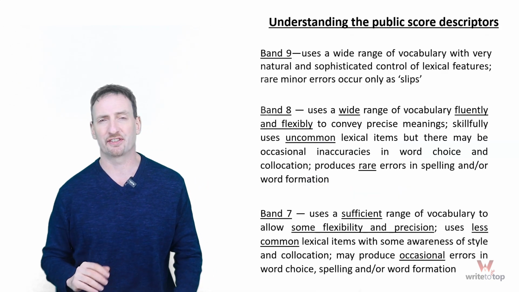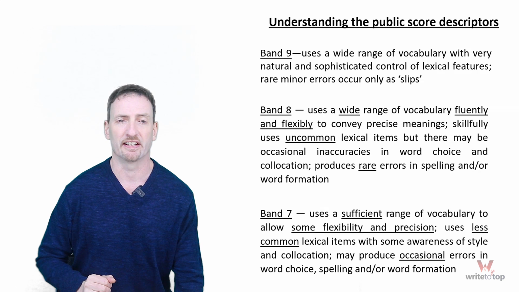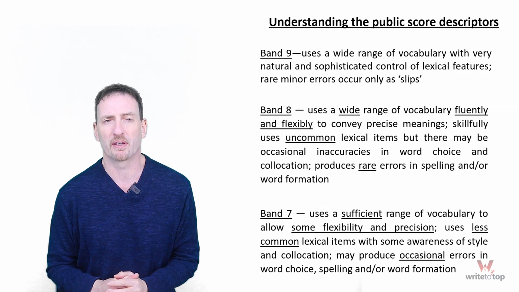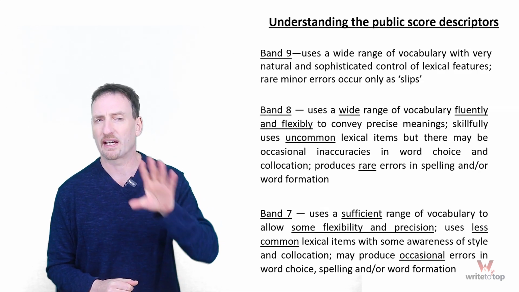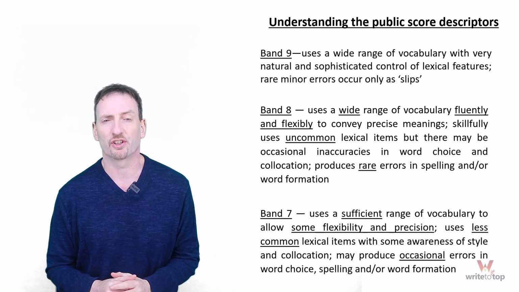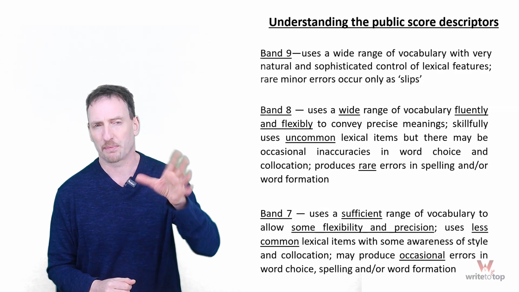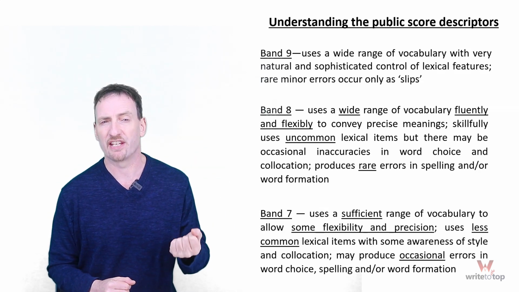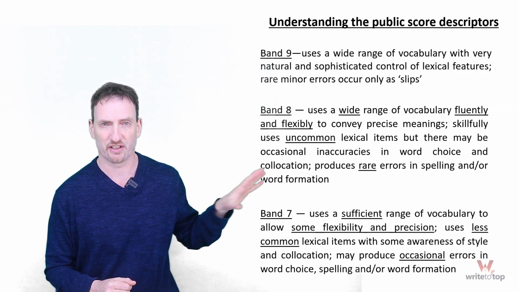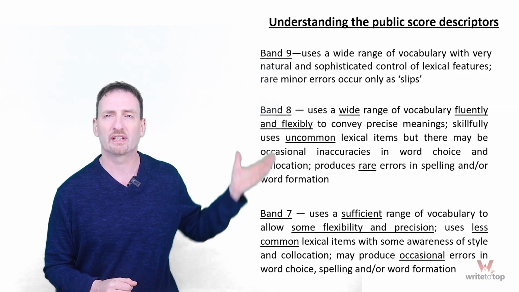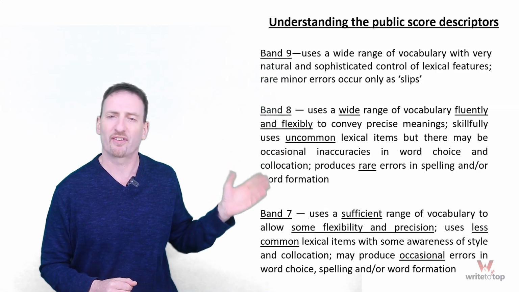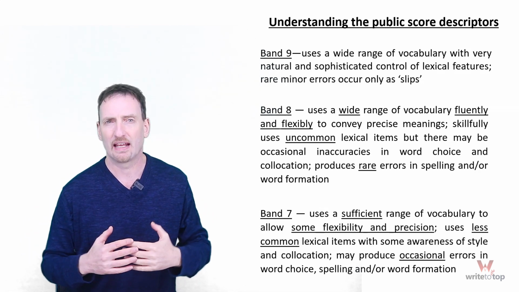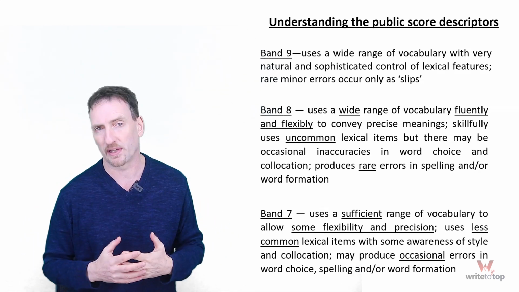So let's get into understanding the lexical resource criterion. These are the official score descriptors from the IELTS website. And I just want to point out a couple of words here to help you get an idea of what they're looking at. Look at band 8. We're going to compare bands 8 and 7. Notice that they go from a wide range of vocabulary to a sufficient range of vocabulary. And they go from fluently and flexibly to some flexibility and precision. So basically, as the band score goes down, their expectations also go down, right?